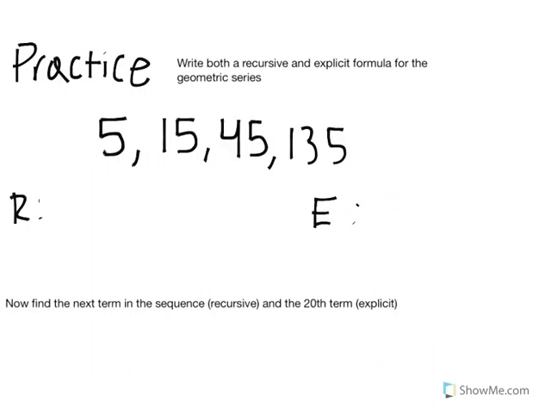Okay, here's another practice. I want you to write a recursive formula and the explicit formula for this geometric sequence, and then find the next term in the sequence using the recursive formula and the 20th term using the explicit formula. Pause the video now, solve it out, and then unpause the video for the answers.